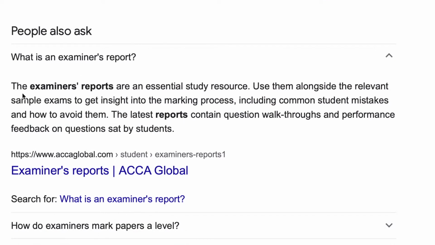Now, what are examiner reports? Well, they're an essential study resource, obviously, and you have to use them alongside the past papers to get to know what the examiners feel about student responses. So, for example, for a particular exam paper, they may feel that students did really well in certain questions and they didn't do really well in other questions, so it's very useful.